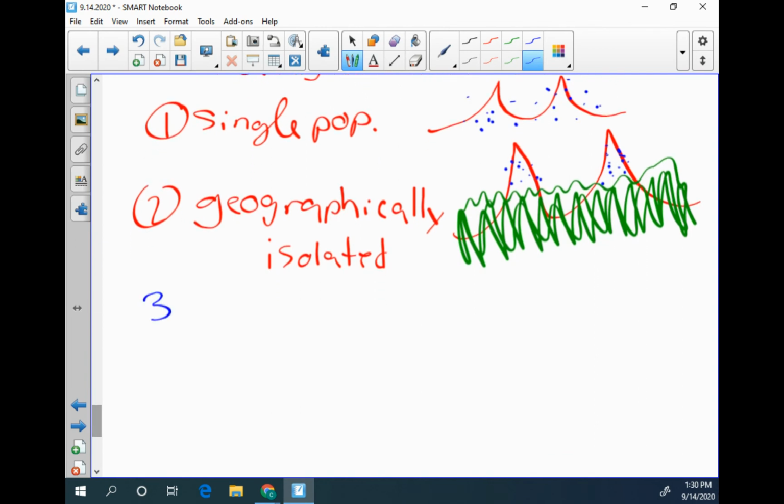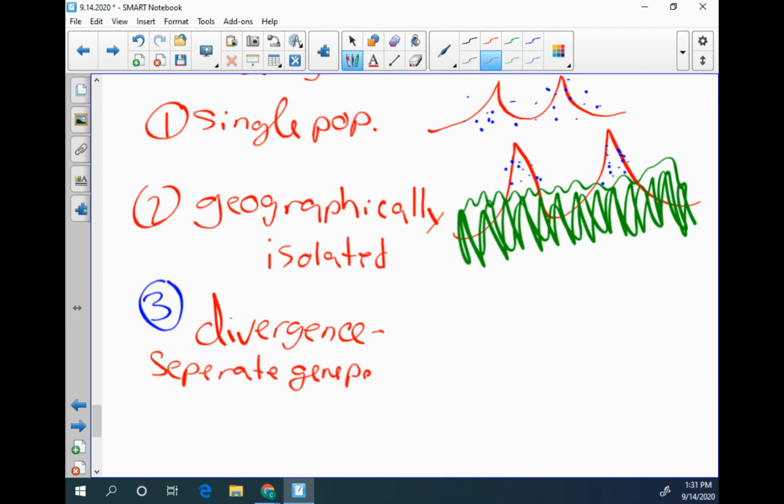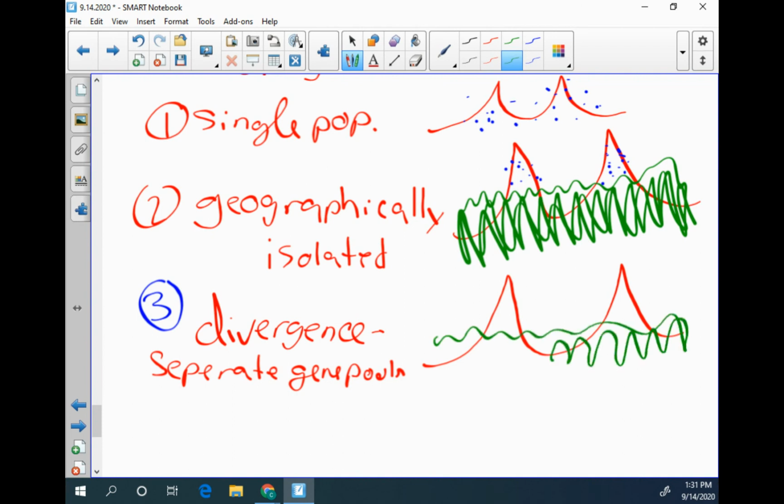Step 3 is something called divergence. Divergence is when we get separate gene pools. So we've got our mountains. We got our flood. We got our population over here. But let's say that the population on this mountain over here changed.